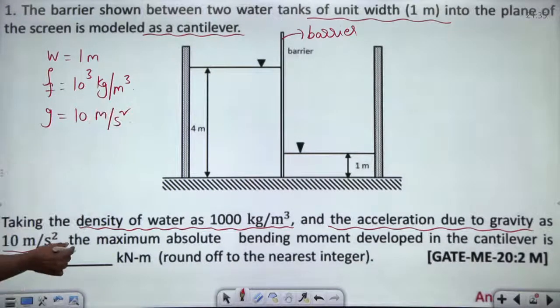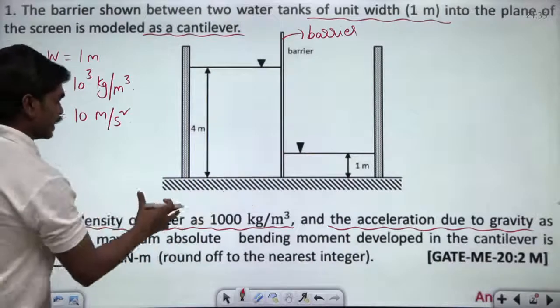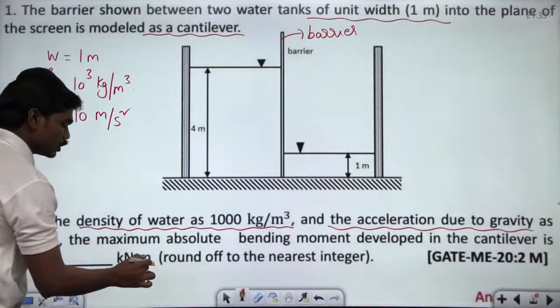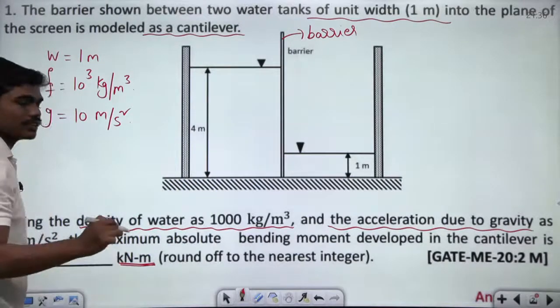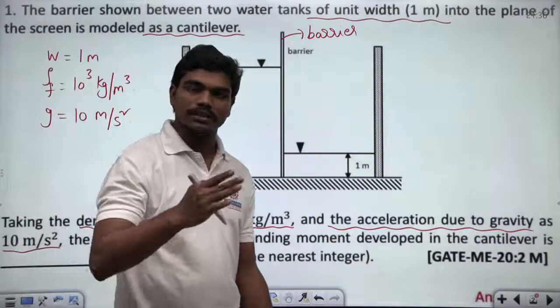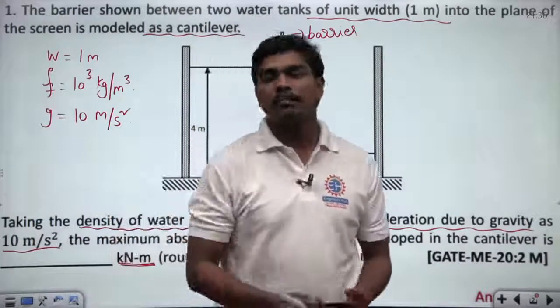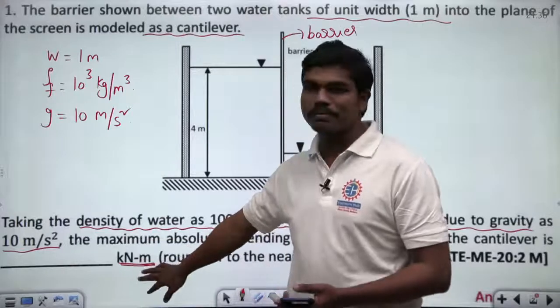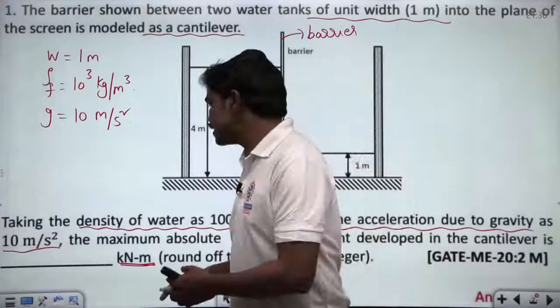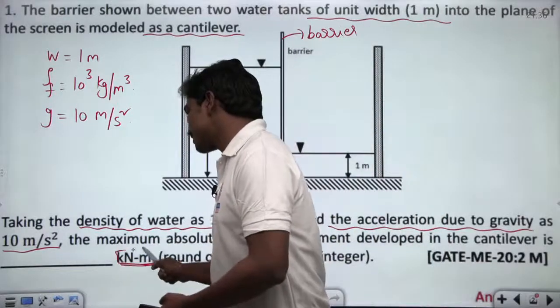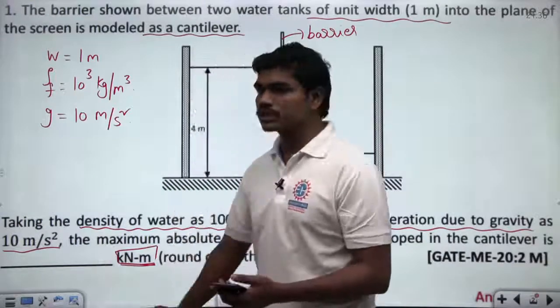Then the maximum absolute bending moment developed in the cantilever is dash kilonewton meter. You need to look at the units for NAT questions, because many times they'll ask you the answer in different units, though generally you write it in Newton meters. So you need to look very carefully at these units whenever you attempt numerical answer type questions. Okay, so it's kilonewton meter.